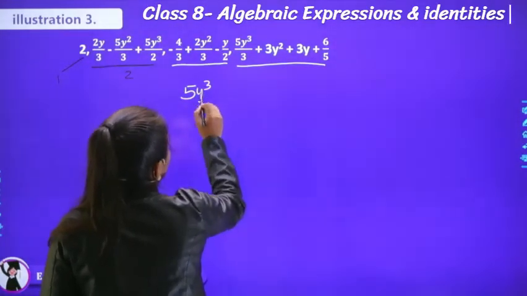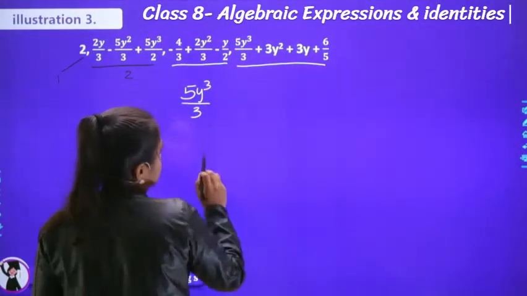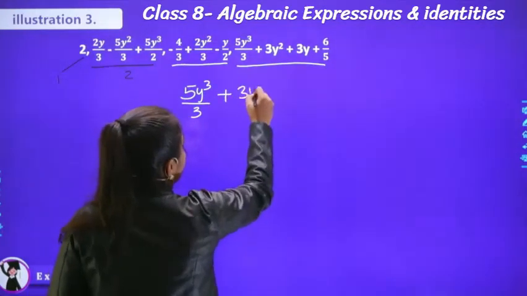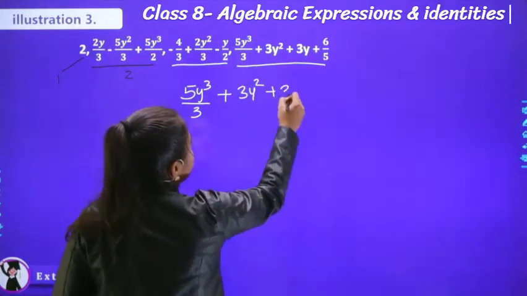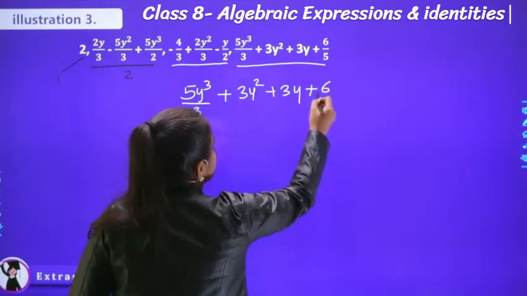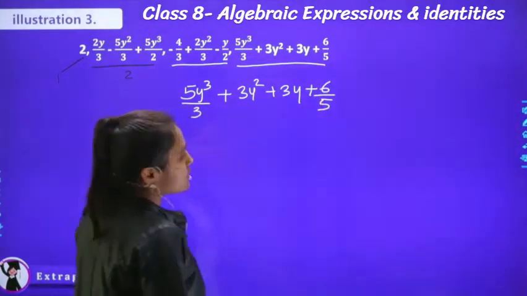5y cube upon 3 first. Then we have 3y square. Then we have 3y. Then we have 6 upon 5.